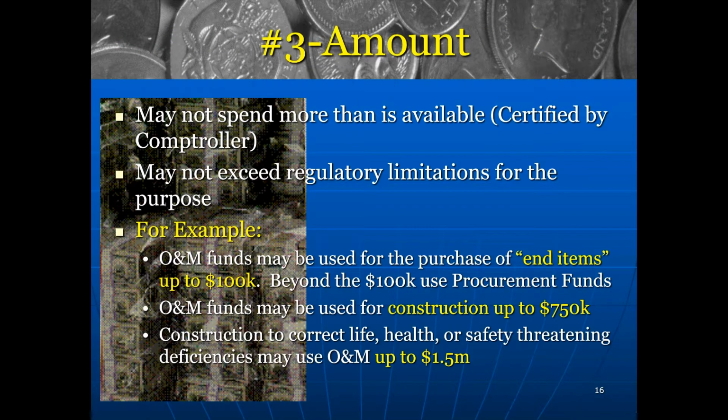The third legislative control is amount, which basically means that you may not spend more than is available, and you may not exceed regulatory limitations for the purpose. For example, O&M funds may be used for the purchase of end items up to 100K. Beyond the 100K, use procurement funds. O&M funds may be used for construction up to 750K. Construction to correct life, health, or safety threatening deficiencies may use O&M up to 1.5 million.